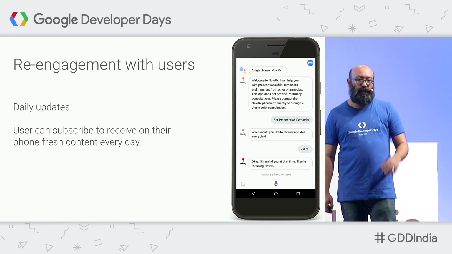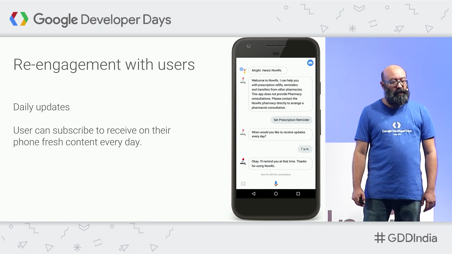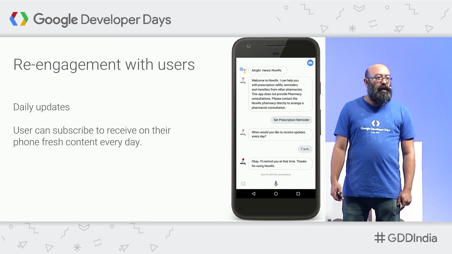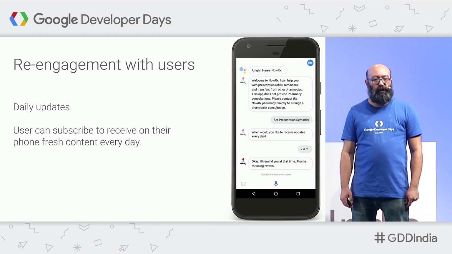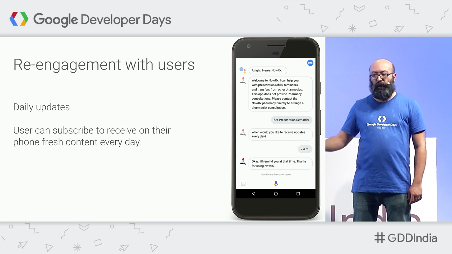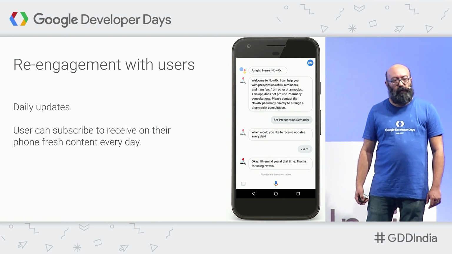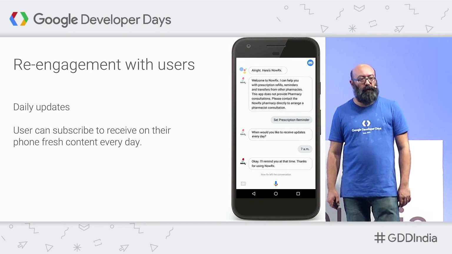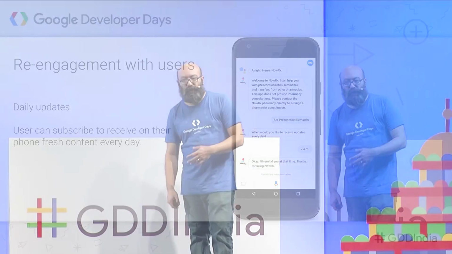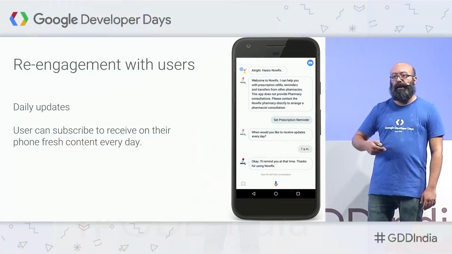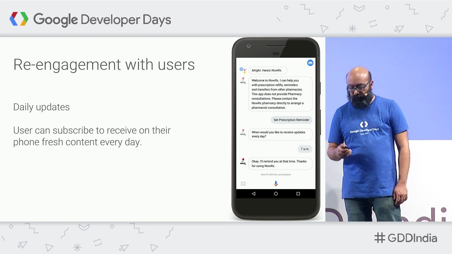We have two models of re-engagement. One is daily updates. So you can ask your user if they want to subscribe to receive daily updates from your app. So for example, let's say you have an app that is telling jokes, and you want them to receive a new joke every day. You can use this feature, and the assistant will automatically pull an update from your app every day.